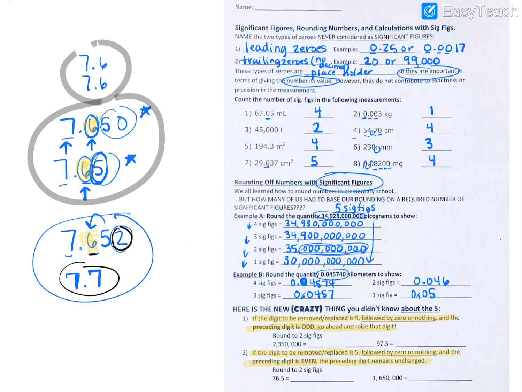Now, if it's an odd number, so let's say it's 7.35, and we need 2 Sig Figs. This is an odd number. Odd digits can round up with an empty 5, okay? Everybody's like, why? That's so weird, Miss Wood. Why is it that evens don't get to, but odds do?